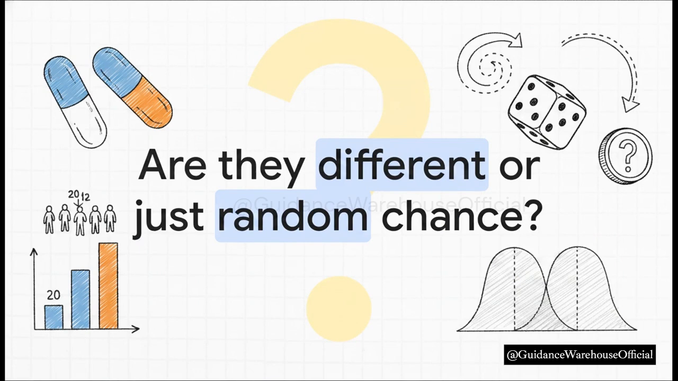But here is the real question we have to ask ourselves. Are these two drugs actually different in how effective they are, or is this 8% gap just random chance? By the end of this explainer, you'll understand exactly how to answer that question. We're going to dive into the concept of comparing two independent population proportions, the formulas behind it, and how you can confidently apply this to real-world data.